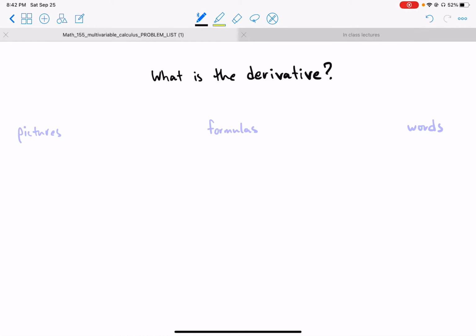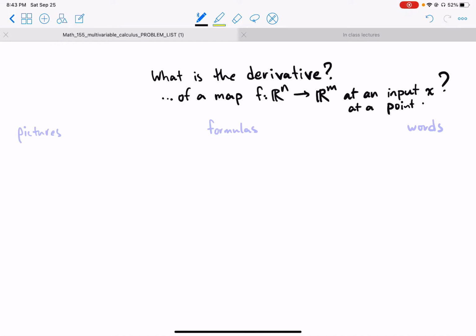Okay, hello everybody. What is the derivative? What is the derivative? Well, I have to be more specific. The derivative of a possibly nonlinear map f from Rn to Rm at an input x, or at a point, we could say at a point x, the derivative at the point x.